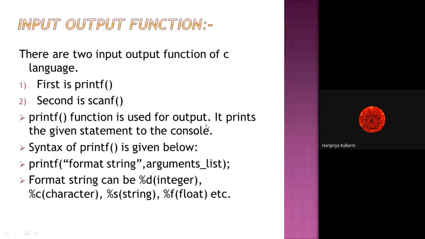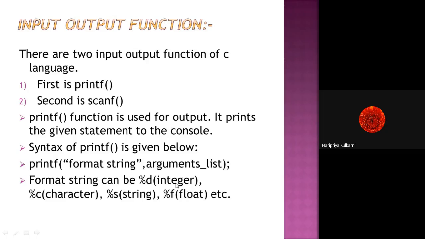So the printf function is used for output. It prints the given statement to the console. Console means the output screen. The syntax of printf is printf, circular bracket, double quote, then you can write whatever you want. Suppose you want to print a value, for example a equal to 3, but this 3 value is stored inside the memory of a. Then I will write a equal to %d, double quote complete, comma a, meaning the value of a will be printed instead of %d. It depends: if the data type is integer, we write %d. If the data type is character, we write %c. If it is a string, we write %s.